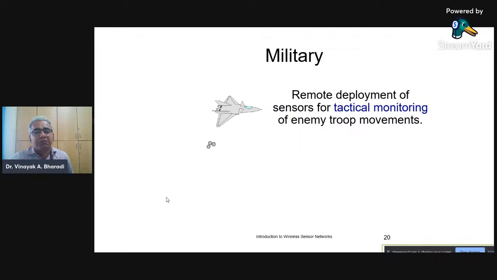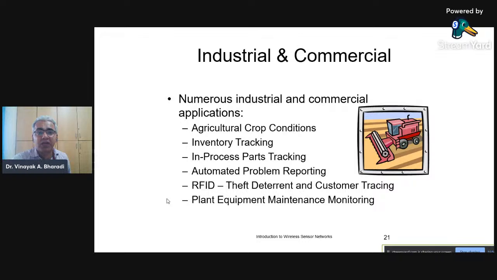Then tactical monitoring, we have seen urban terrain mapping. You can also deploy these sensors on your fence or on your protected area where you can track the movement of objects, or know how many people, how many soldiers are moving through that terrain. That can be a military application. Industrial and commercial applications of WSNs are precision agriculture, inventory tracking, in-process parts tracking, automated problem reporting for certain deployments.